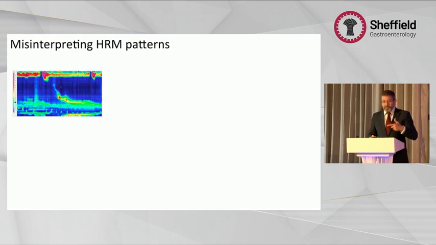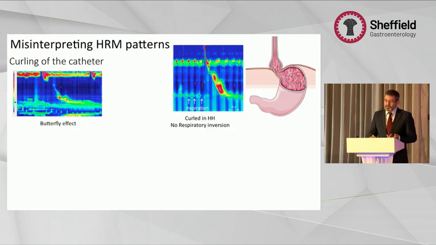And without seeing this and understanding that this is what's happened, you can misinterpret and consider this to be hiatus hernia, for example. So this is a curled catheter. Now, curling of catheter can occur in many circumstances. Here is a hiatus hernia, and the catheter has curled within the hernia.